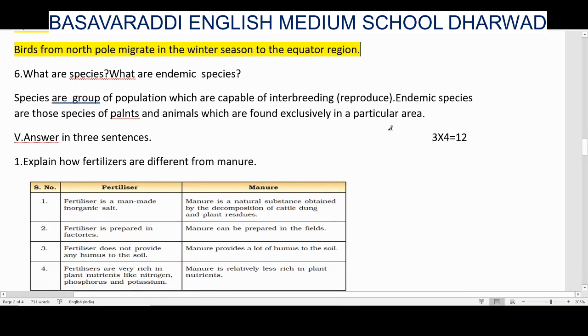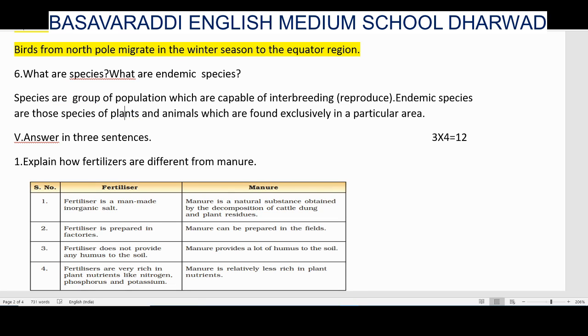What are species? First question. And what are endemic species? First you need to explain what are species, and then you need to explain what are endemic species.